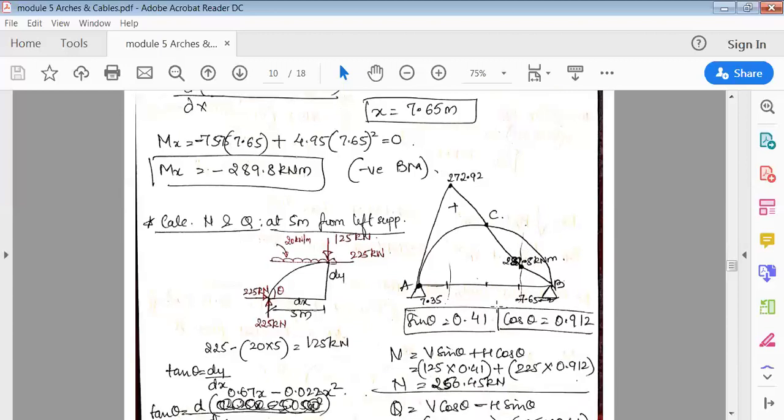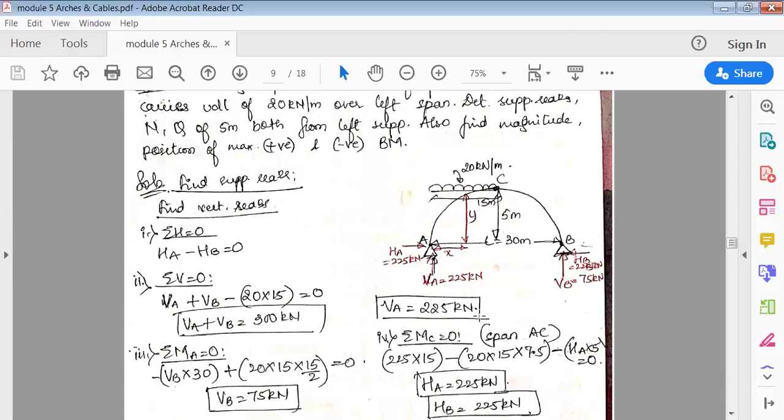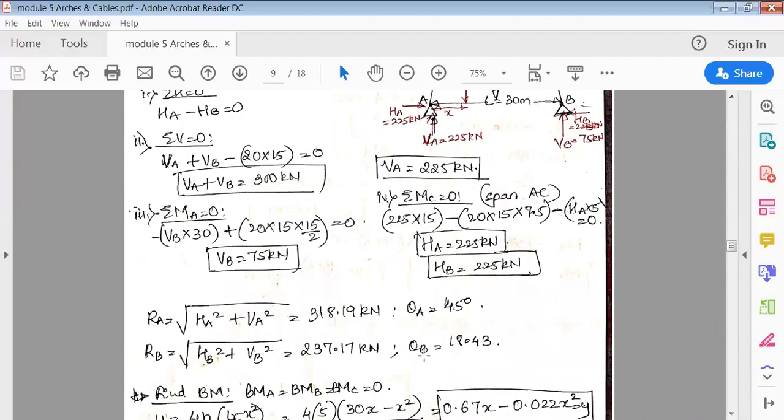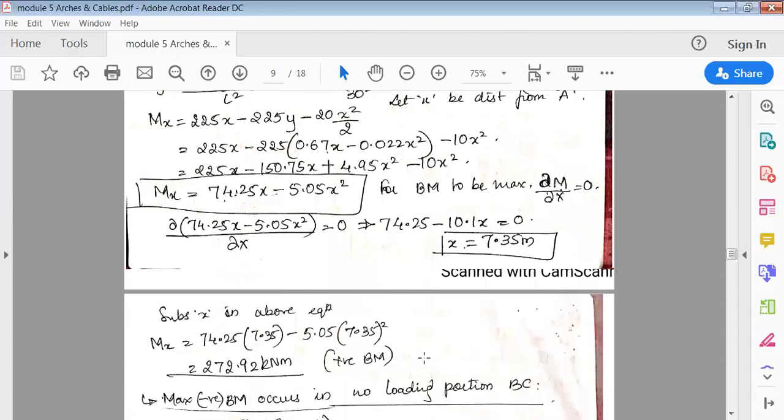So once you mark this, next you have to calculate normal thrust and radial shear. Again, the question asks to find normal thrust and radial shear at a distance 5 meter from the left support. It means, the total length is 30 meters, and at a distance 5 meter from the left support, you have to find the radial shear and normal thrust.